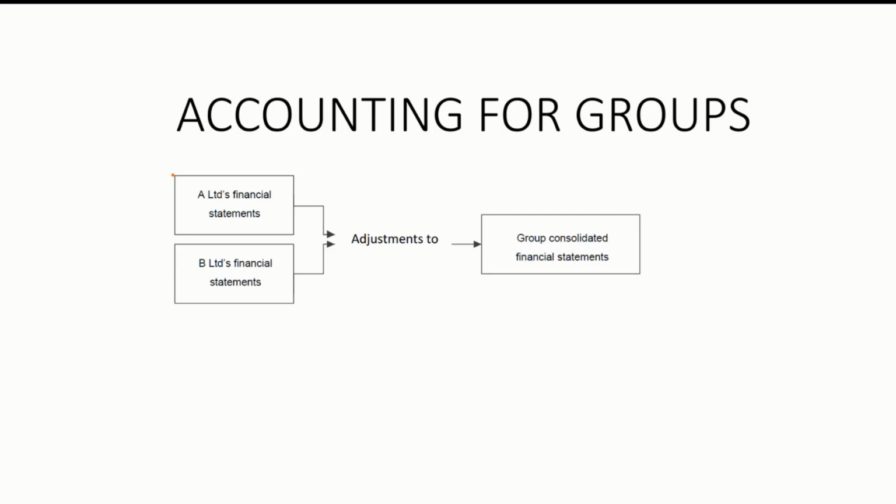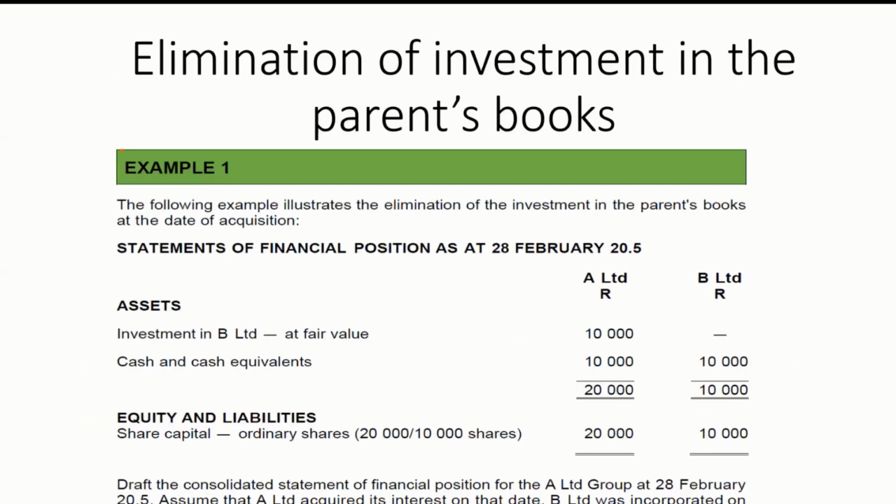The first is to combine. The second is to eliminate. And the third, then you have your group consolidated financial statement. Don't forget that. The first is to combine. The second is to eliminate. And the third is then you have your consolidated financial statements. Good. So let's apply it here.